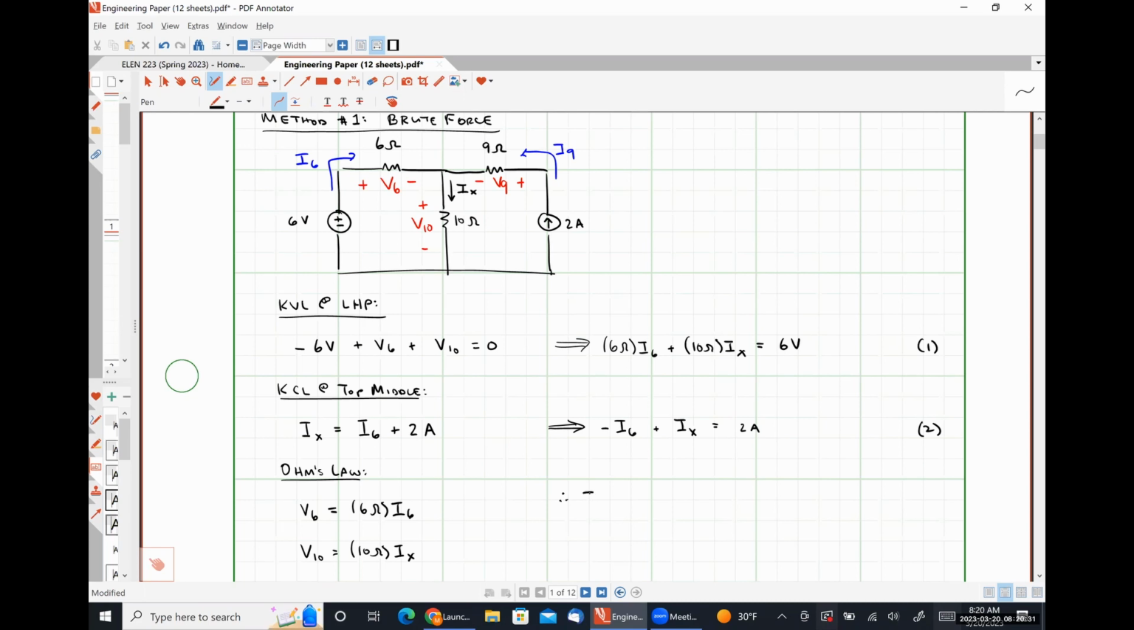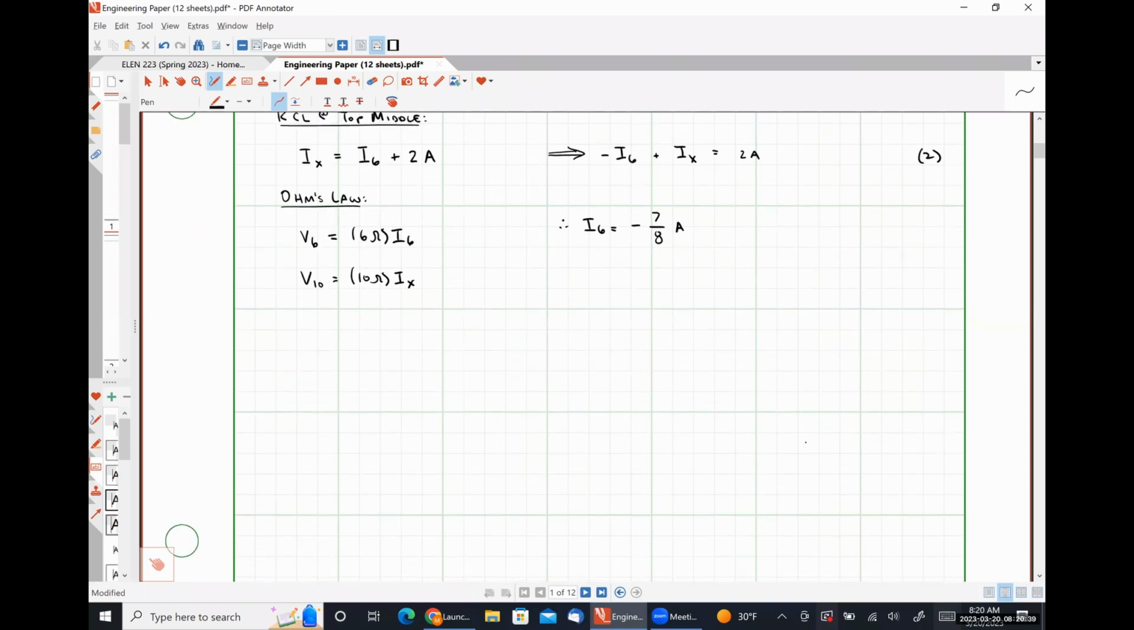that I6 is equal to -7/8 of an amp. And IX, which is the quantity that we're looking for, comes out to be +9/8 of an amp. And for those of you that know how to solve systems using a calculator, you should get to this result pretty quick.